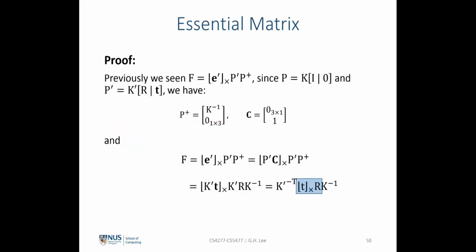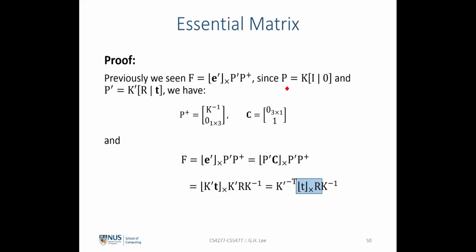Here's the proof that the essential matrix can be decomposed into the cross product of the translation vector multiplied by the rotation matrix. Previously, we have seen in the algebraic derivation that the fundamental matrix can be expressed as the cross product of the epipole in the second image multiplied by P prime, which is the camera projection matrix in the second image, and P inverse, which is the pseudo inverse of the camera projection matrix from the first image.